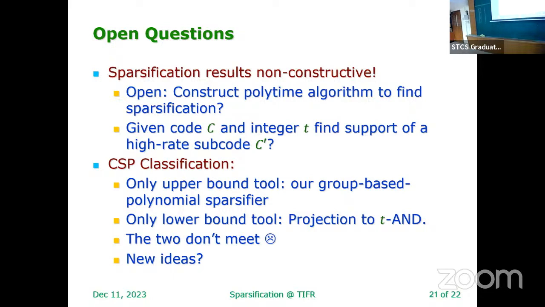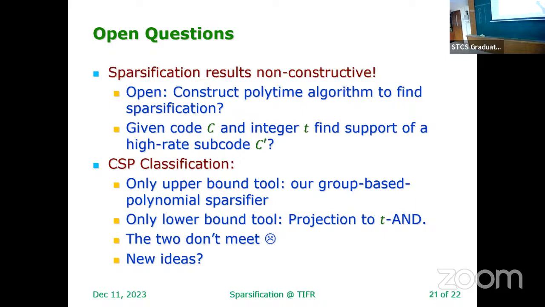So in particular, can you find the support of some high weight subcode if it exists in our graph? We don't know how to find it. So since we don't know how to find it, we don't know how to sparsify our graph things. So this is an existential result, but these are not algorithmic results. Getting algorithmic results will be very neat, and I think it's a nice class of questions.